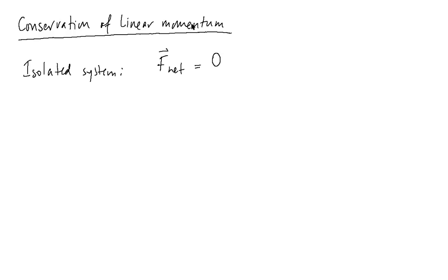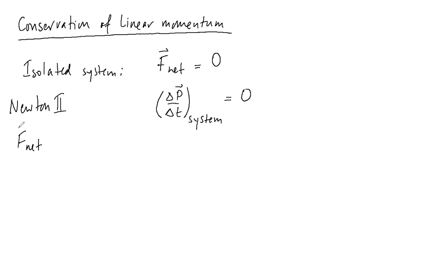And so what does this mean? This means that delta P over delta T for the system is also equal to 0. Recall that Newton's second law now looks like this, right? Now that we understand momentum, this is how we write Newton's second law. Okay, so if F net is 0, then this is also 0.